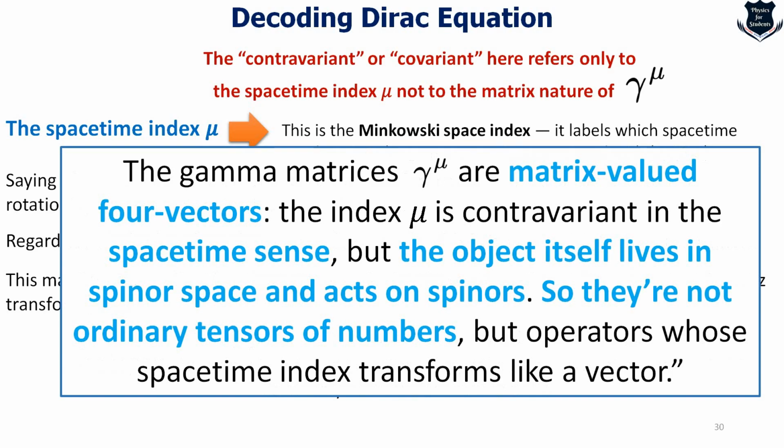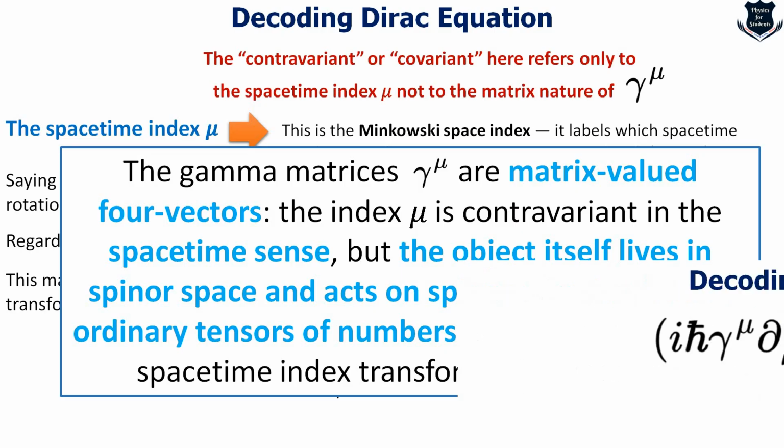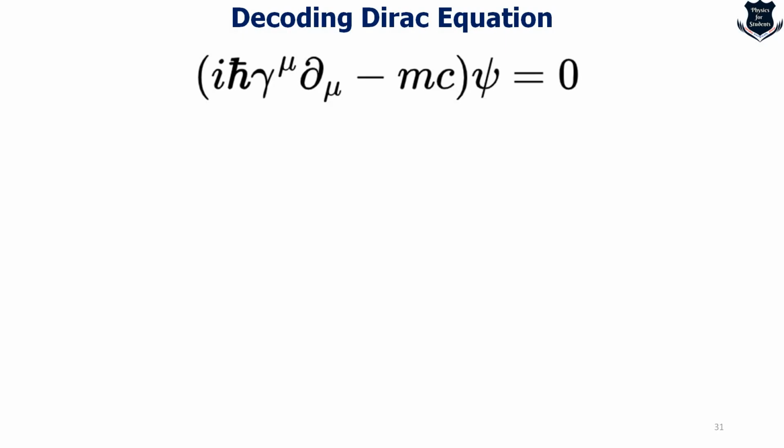So here is the final summation. The gamma matrices gamma mu are matrix-valued 4-vectors, but the index mu is contravariant in space-time. But the object itself lives in spinor space and acts on spinors. So remember, they are not ordinary tensors or numbers, but operators whose space-time index transforms like a vector. So this is quite important. Now we will come to the next important object. So gamma mu is basically what is called a contravariant index.